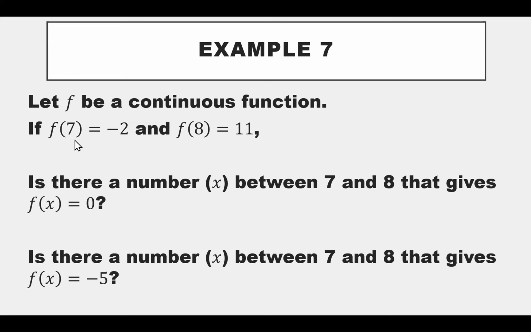If I know that plugging in 7 gives me a -2 and plugging in 8 gives me an 11, is there a number somewhere between 7 and 8? Is there an x value somewhere between 7 and 8 that passes through the x-axis? So that's a 0. You'd say yes, because when you plug in 7, you get a negative value. When you plug in 8, you get a positive value. Therefore, somewhere between 7 and 8, we have to cross over the x-axis. We have to have an output of 0.